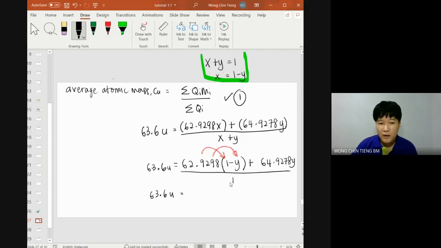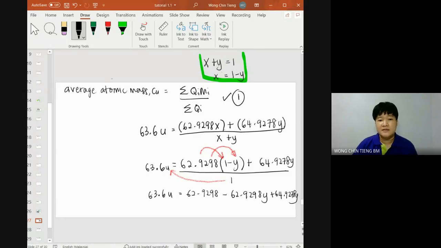Okay? So 1 bawa ke sebelah. Kita darab. 1 je pun. And then yang ni darab masuk pun 1 je. 62.9298 minus 62.9298Y plus 64.9278Y. Boleh dah kot. U is a unit there. U is a unit. U is not an unknown. So tak letak pun tak apa. It's a unit over here. Kamu jangan pening pula dengan U tu. Okay. Boleh dapat Y?